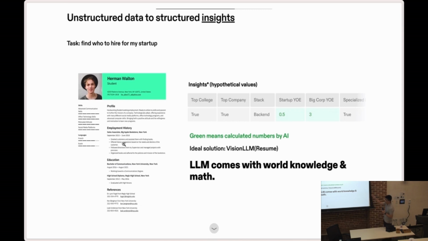So at the end, your schema, your data engineering, becomes very simple. You just put up a schema like B Corp YOE, and give a prompt about what it means. What does this B Corp YOE mean? Just someone who worked at a big corp, and summarize all the years of experience. It will get the number 3 out of that. So we skip the data extraction and go directly to the insights.